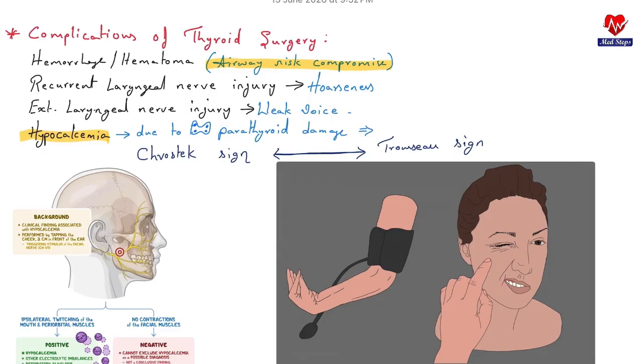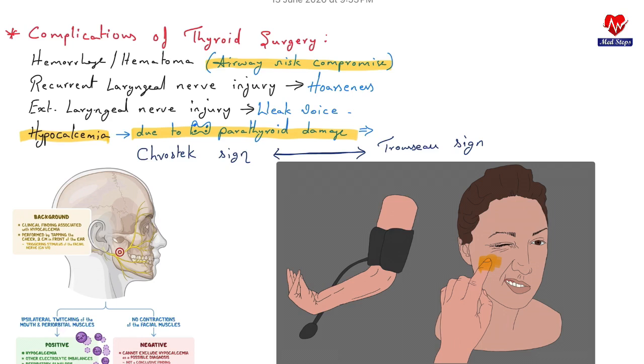Hypocalcemia is due to parathyroid gland damage, and we can see some signs. The first sign we call Chvostek's sign. Chvostek's sign means if you tap on the zygomatic area, the patient will get twitching of the face. This happens because of reduced calcium. Hypocalcemia will cause this type of thing.